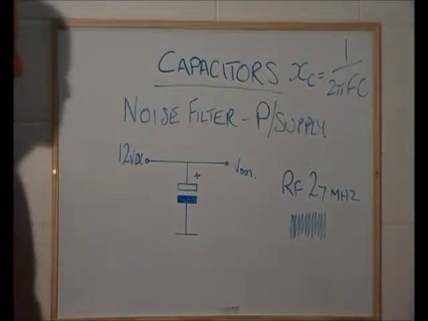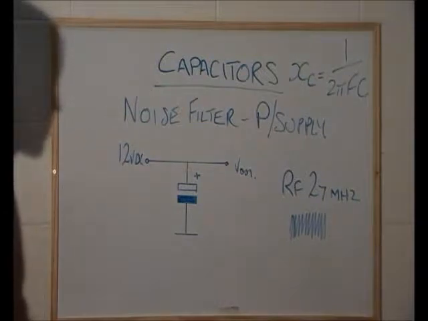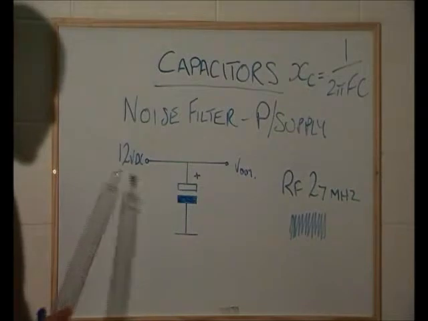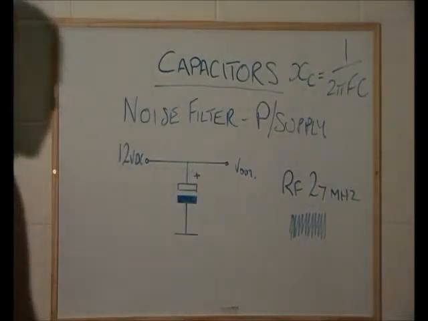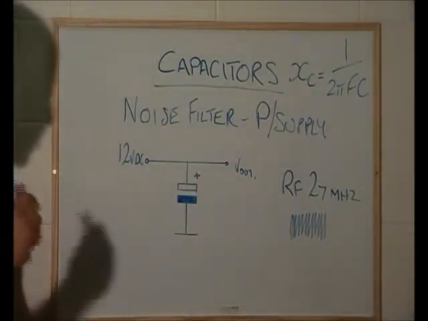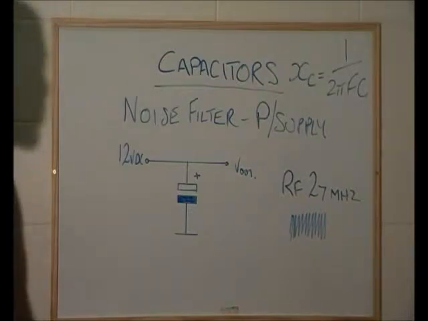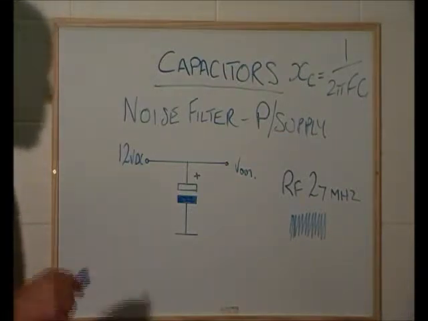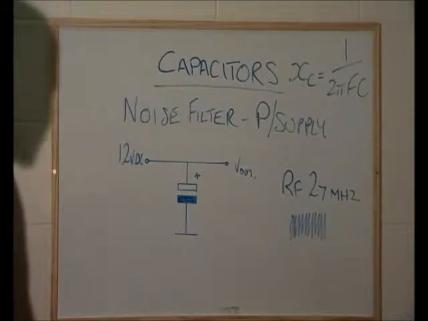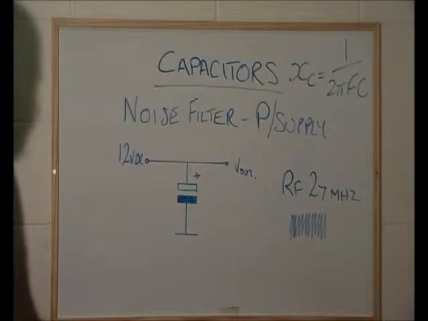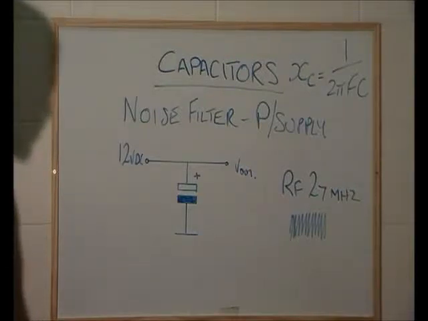Okay, let's look at capacitors with respect to power supply noise filtering. When we have a circuit that requires a 12 volt DC positive supply rail, we want that rail to be constant with no ripple or noise impressed upon it. The ripple noise will affect our electronics, and cause things to switch when they shouldn't. We want a nice stable positive supply with no noise on it.